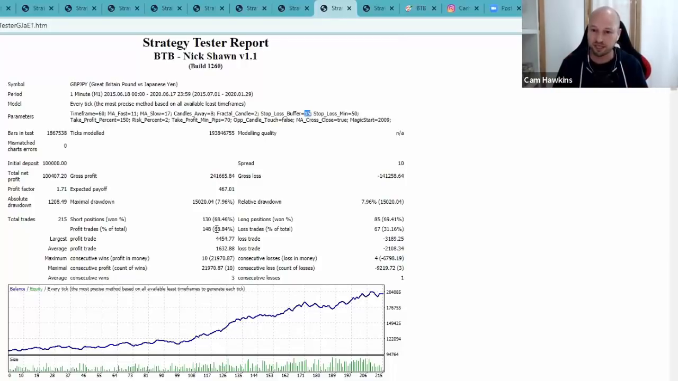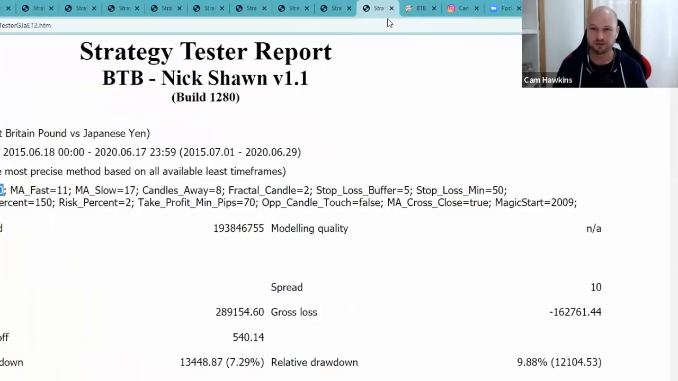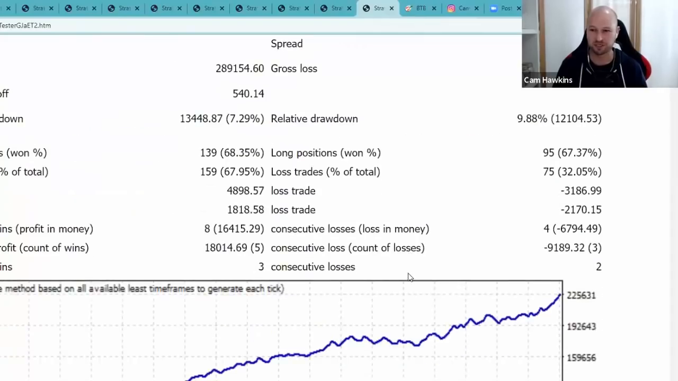I mean, I think, no, sorry, the curve just looked a bit better, but overall these numbers are still pretty high, 68, 1.71. So yeah, it's still a damn good system. The relative drawdown is less than 8%. This one was that first test that I showed you here.